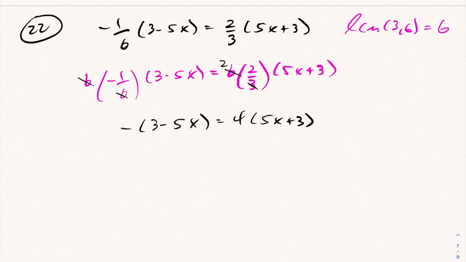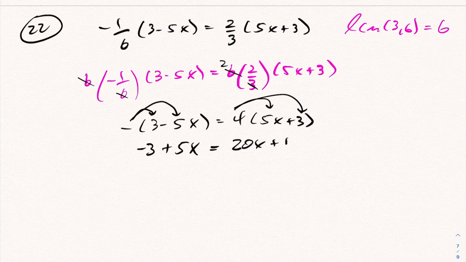And now you can see we're back to an easier question. We're going to distribute the minus sign, distribute the 4, and we get -3 plus 5x is 20x plus 12. And now I want to go ahead and solve for x. So I'm going to subtract 20x on both sides. And I get -3 minus 15x equals 12.